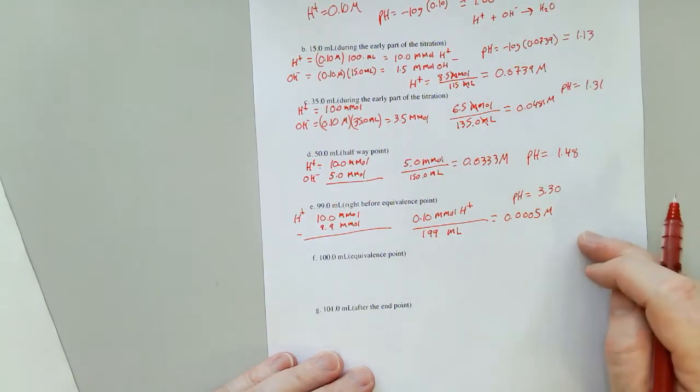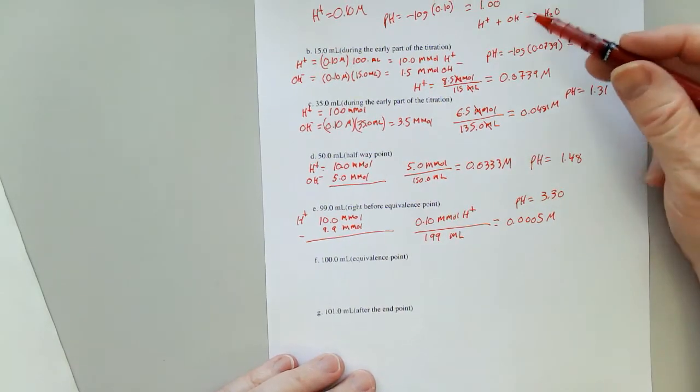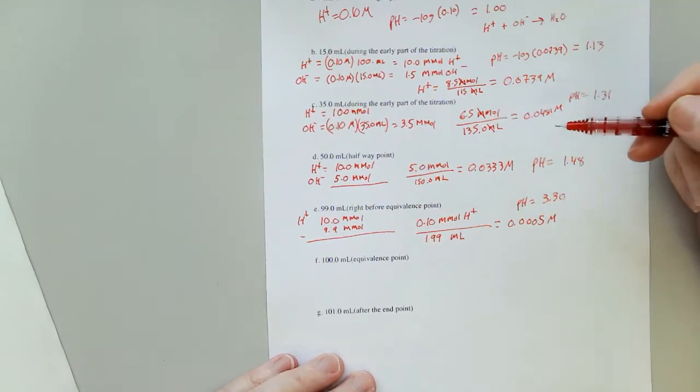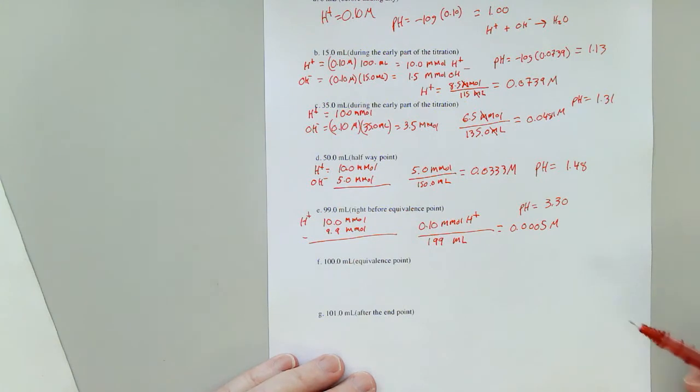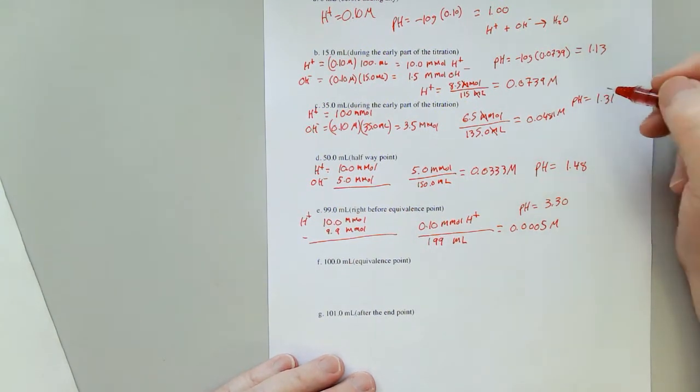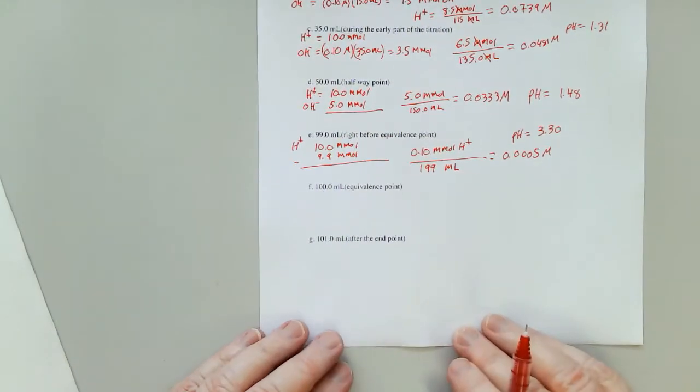So it has jumped up quite a bit. It's gone from 1 to 3.3. And remember, pH is a logarithmic scale. So each change of a full point of pH, like from 1 to 2, is a factor of 10 change.